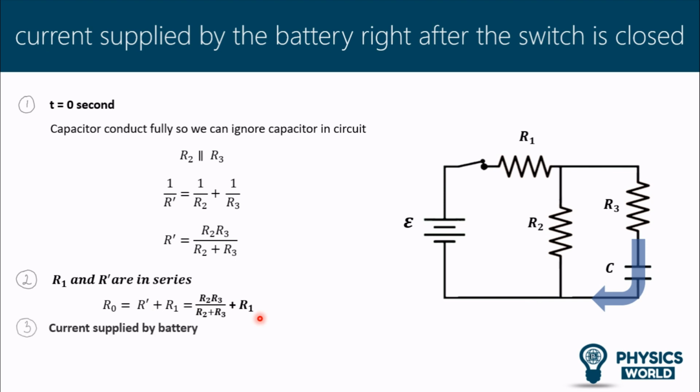Now we are going to calculate the current supplied by the battery. So using Ohm's law we get I0 is equal to E upon R0. Here R0 is the total resistance of the circuit at t = 0 s, and we get the current supplied by the battery just after the switch is closed.